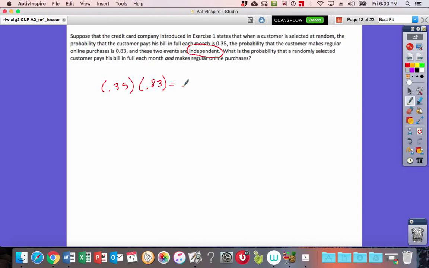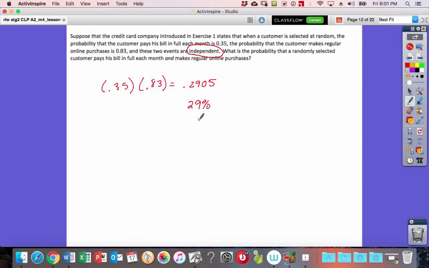And what do I get? I get 0.2905. That means 29%. That's pretty good. I think that's pretty good. So it tells you this is the probability the randomly selected customer pays his bill in full each month and he makes regular online purchases.